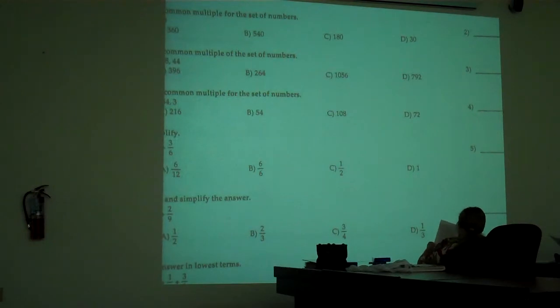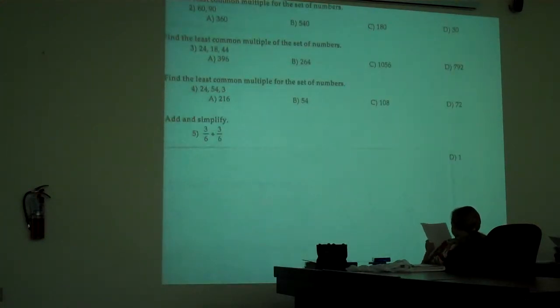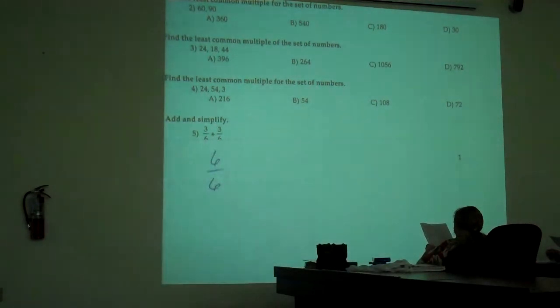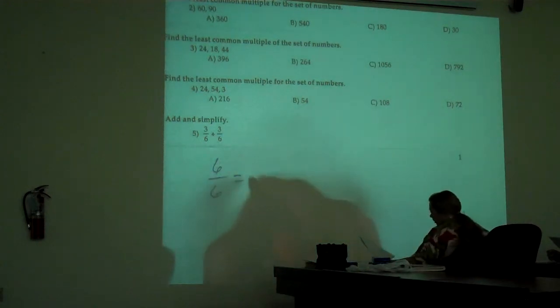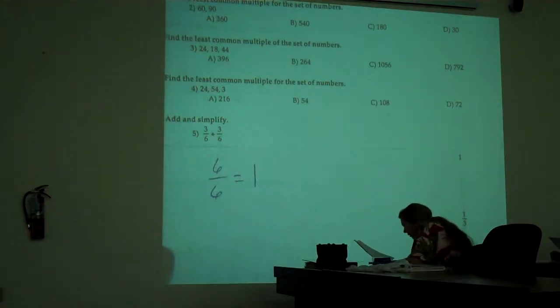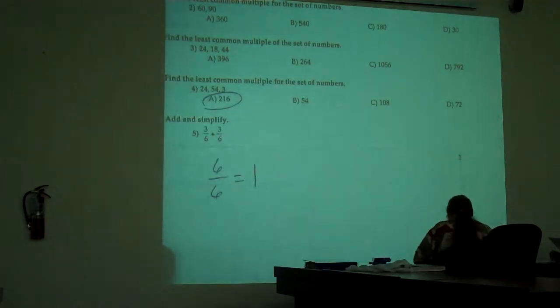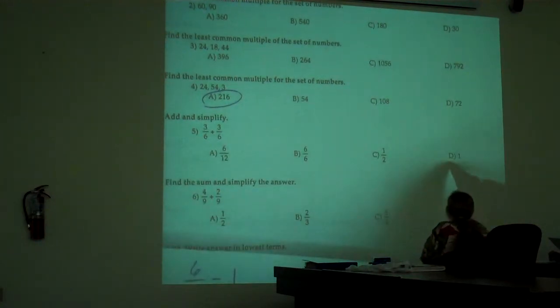Okay, number 5, you're adding with like fractions. That means the bottom's the same. 3 sixths plus 3 sixths, 6 sixths. Somebody sick out there? No, what's the one? This was number 8, right? This is number 5. Oh, okay. We just did number 4. Number 4 was 8. Number 5 is 1, which is D.